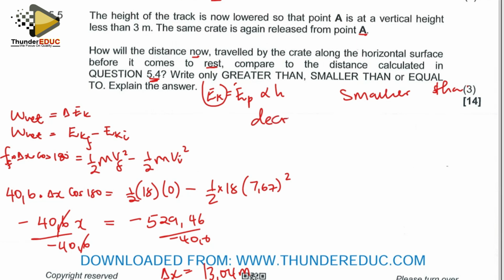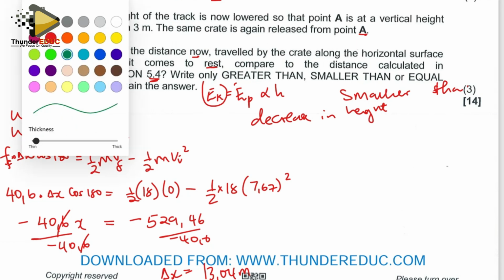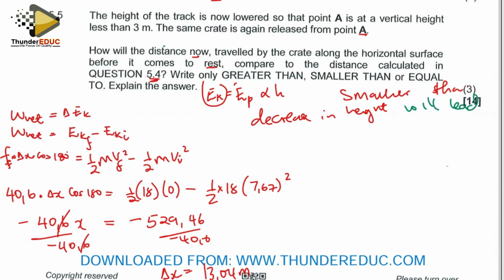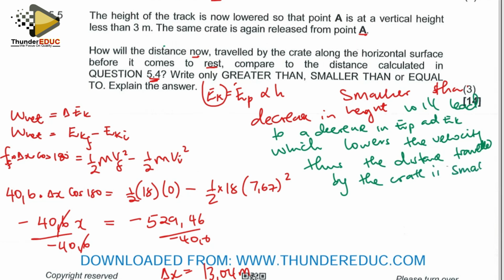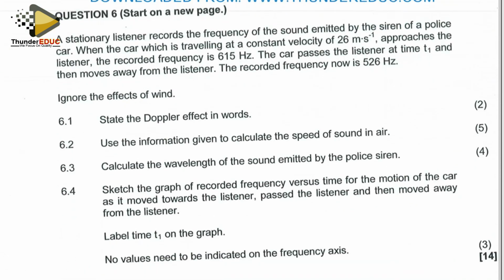Then you can say that a decrease in height will lead to a decrease in EP and EK, which lowers the velocity and thus the distance traveled by the crate is smaller than. Just something of the sort. So that is question number 5.